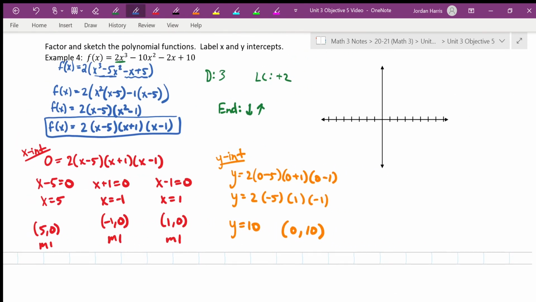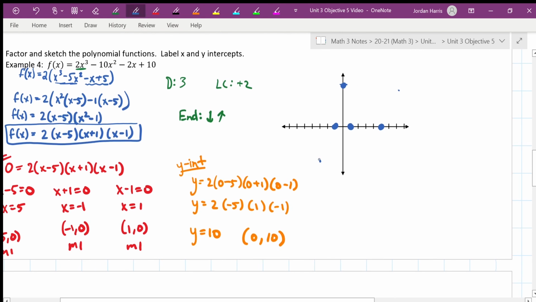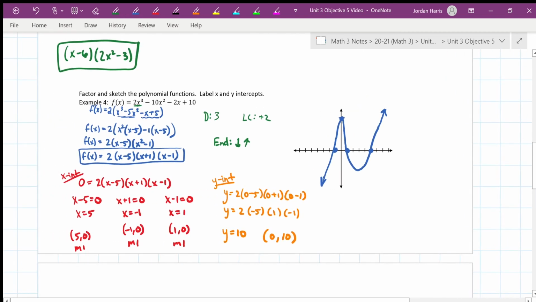Okay, so I got to plot it. So negative 1, 0, positive 1, 0, and 5, 0. And pass through both, start low, end high, and somewhere up here is my y-intercept of 0, positive 10. Got to pass through every point, not bouncing on any of them. Well, I'm going to move this thing because it doesn't quite line up. There we go. And we have our sketch. Done.